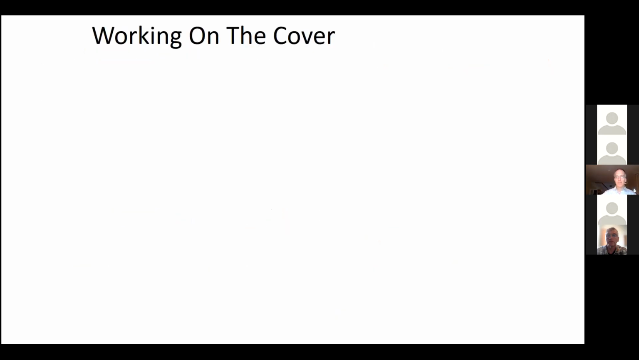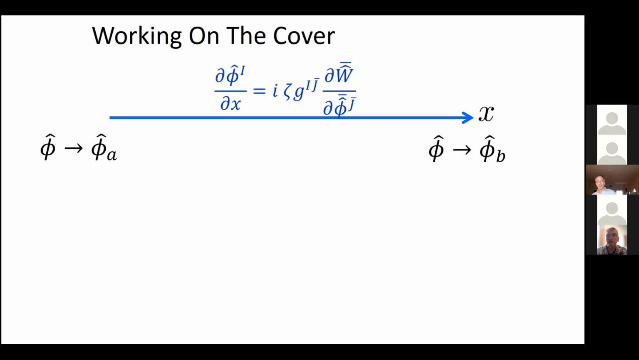Okay, now I come to this point that Jan was making before. It's very useful, as I said before, to work on the cover where there is a well-defined superpotential W hat. And so then the boundary conditions we would consider for the zeta soliton equation on the cover require that phi hat goes to phi hat_A, which projects to phi_I on the left, and phi hat_B, which projects to phi_J on the right.